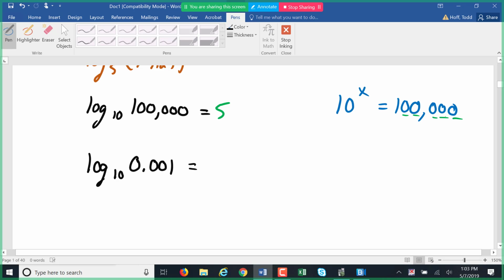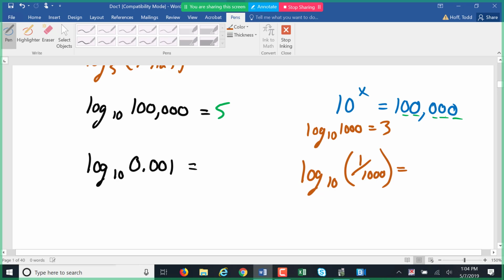So then how would I do log base 10 of 0.001? Well, I'm going to rewrite that. 0.001 is 1/1000th. Log base 10 of 1,000 would be 3, right? So log base 10 of 1/1000th would be negative 3. Perfect.